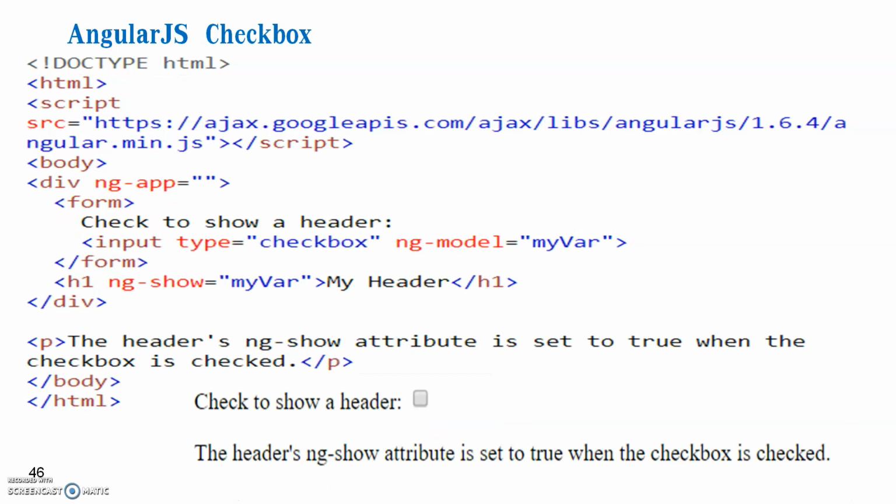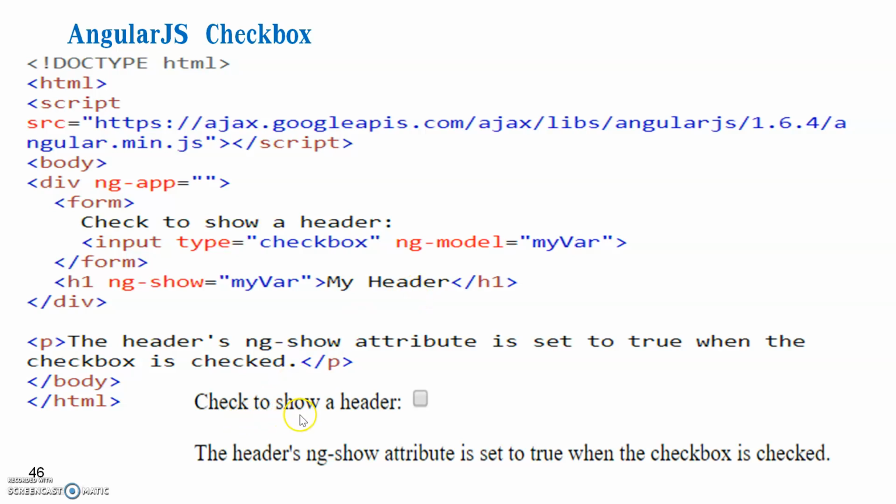How can we go for the checkbox inside the form? Input type is checkbox, ng-model. Yes, here also we can use the same directive ng-model, and we can use a specific name to refer to the contents of this checkbox, myVar. Then ng-show myVar. ng-show will display the content, display myVar, my header.